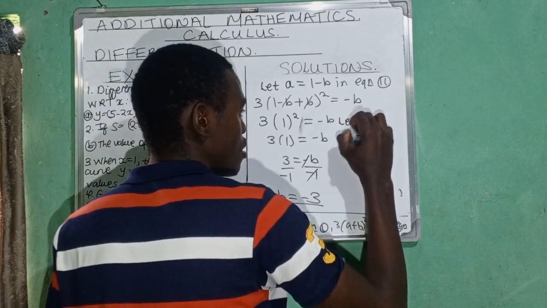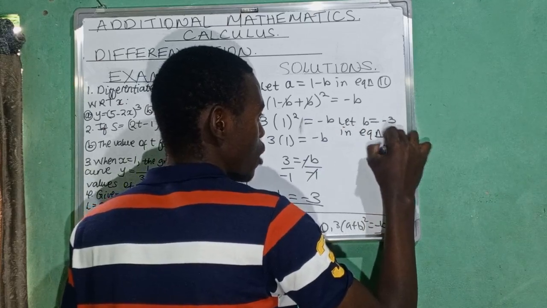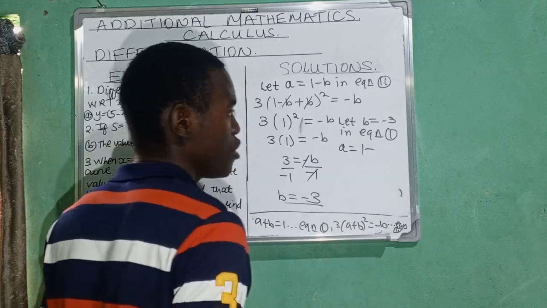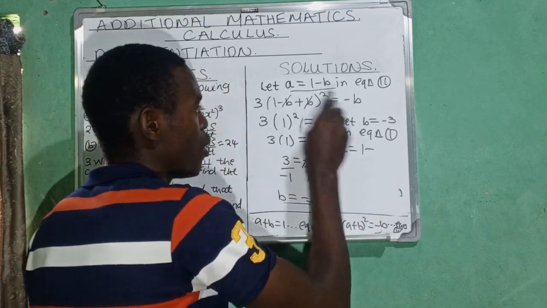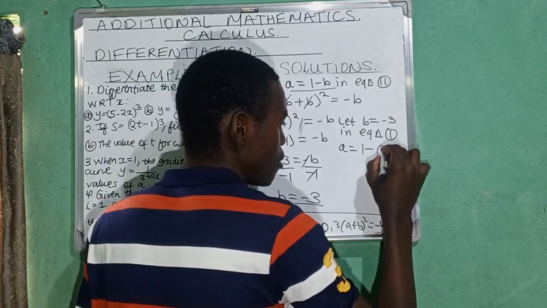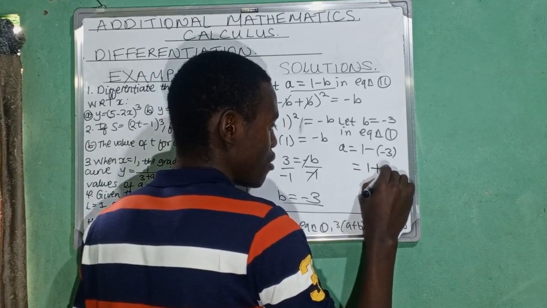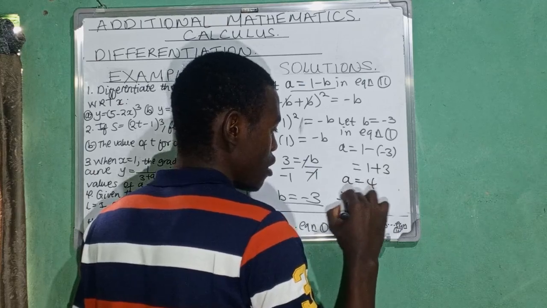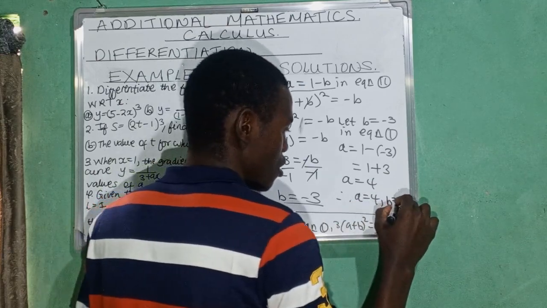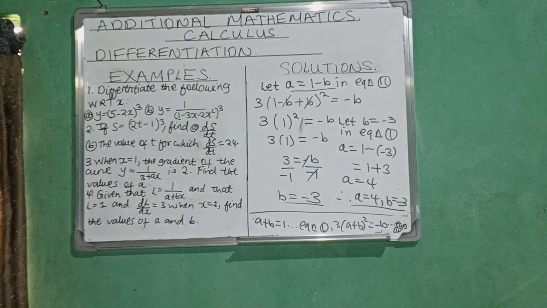So say let b be equal to negative 3 in equation 1, which will say a is equal to 1 minus b. So I'm just getting this equation here, 1 minus b, which is a negative 3. When you have a negative number, always remember to put it in brackets or the parentheses. So you're going to say 1 minus negative 3, which will be 1 plus 3. A is equal to 4. Therefore, a is equal to 4, b is equal to negative 3. That's how you conclude, and that would be your final answer for this particular question.